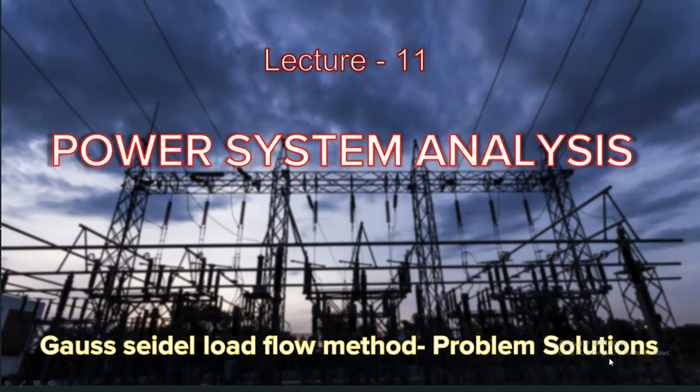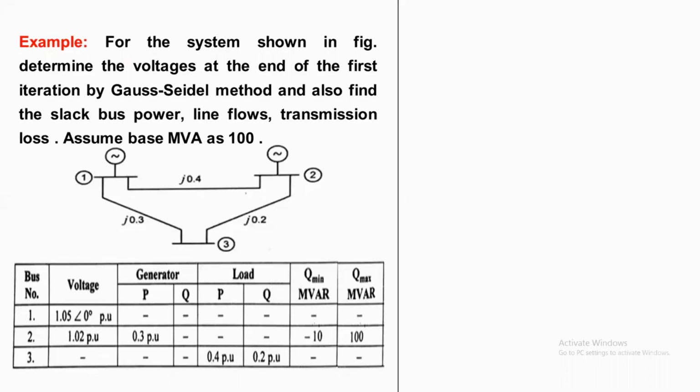Watch this video completely and try to practice the problem one time. Then you can solve any Gauss-Seidel load flow problem. Let's see the problem. For the system shown in the figure, determine the voltages at the end of the first iteration by the Gauss-Seidel method, and also find the slack bus power, line flows, and transmission losses. Assume base MVA as 100.